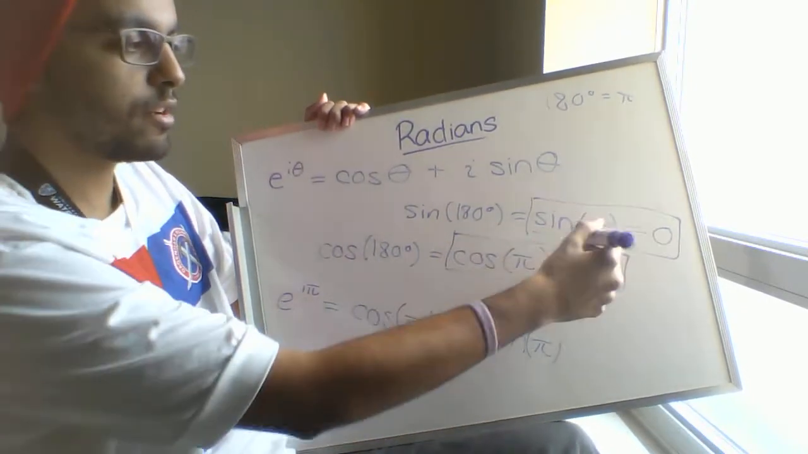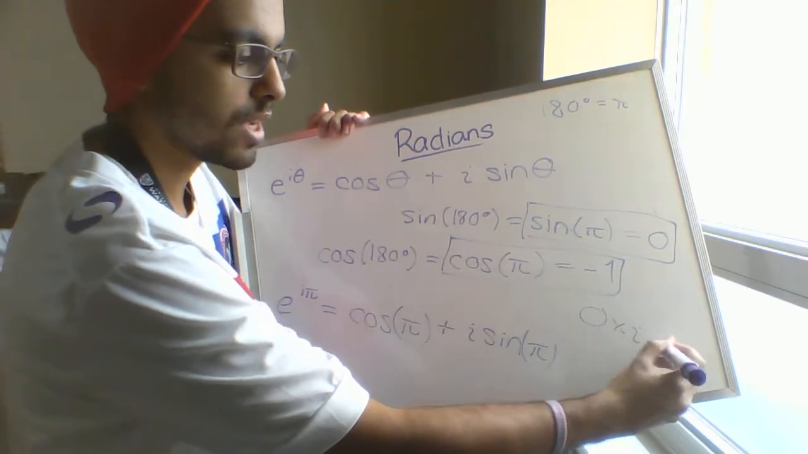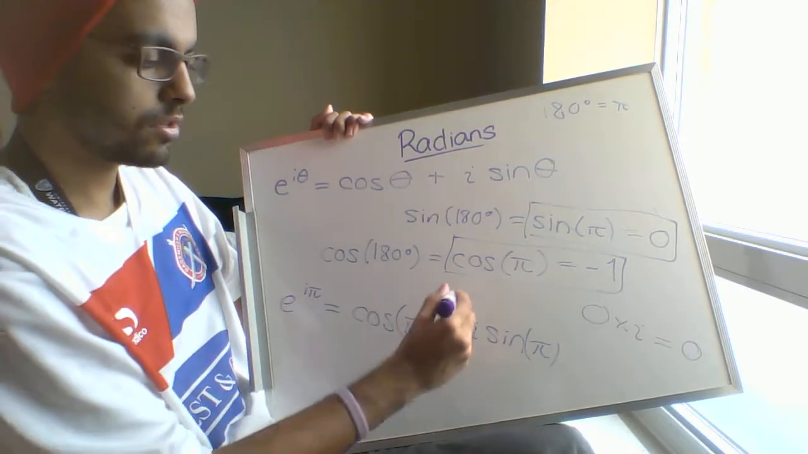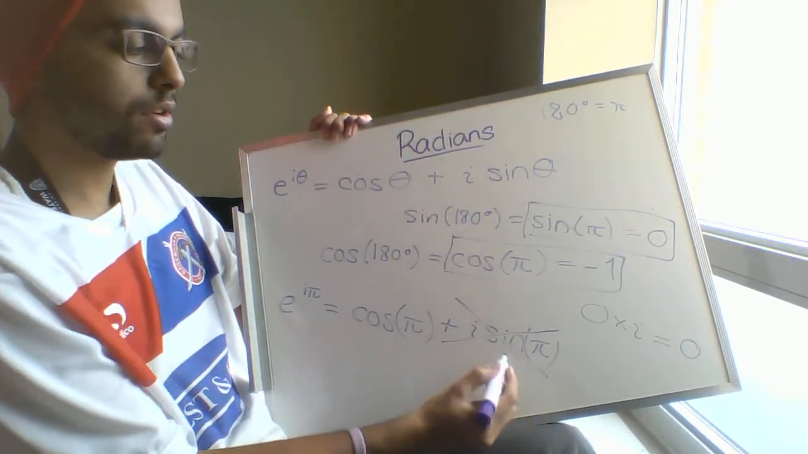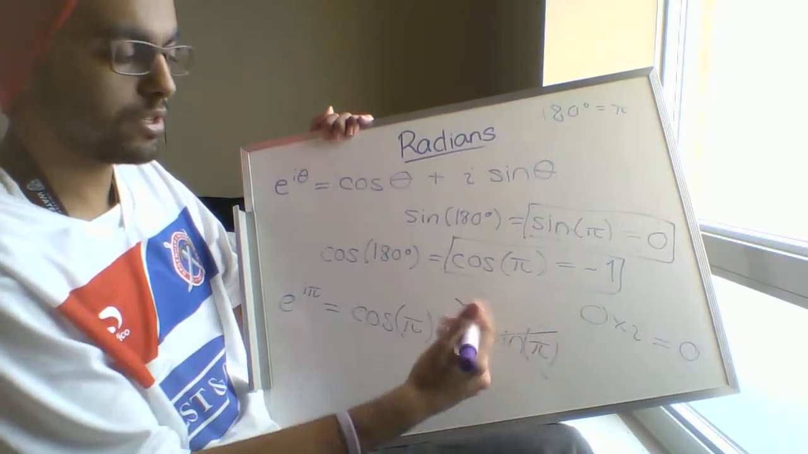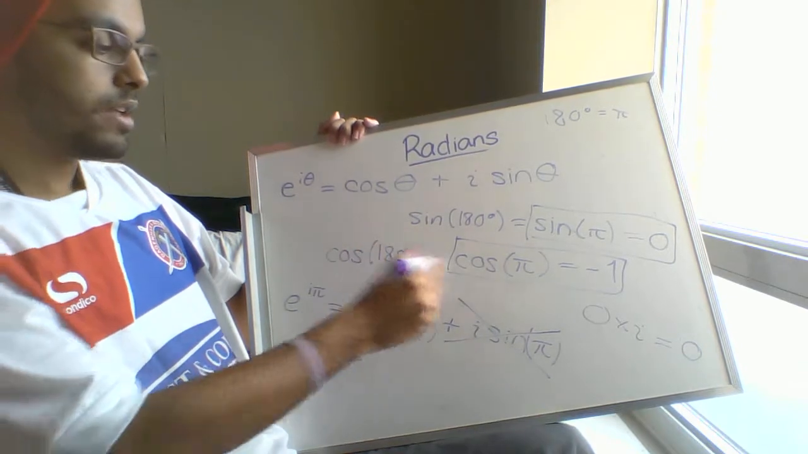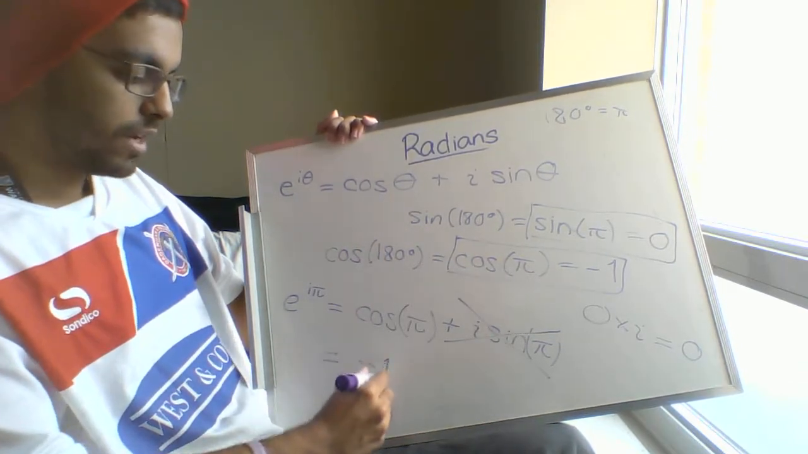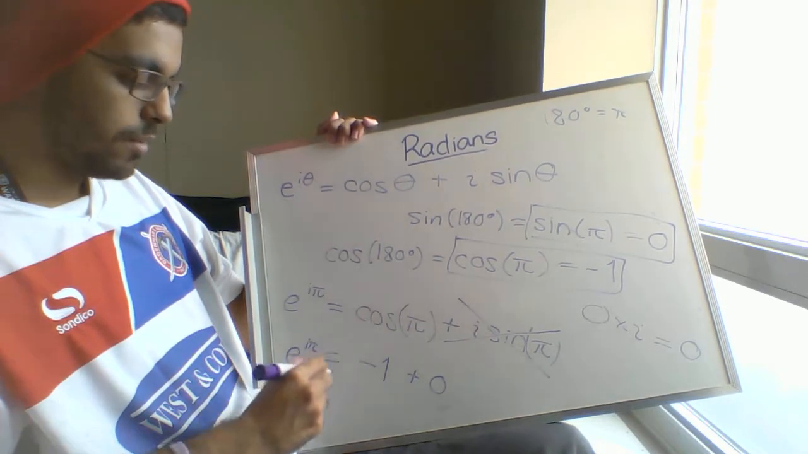But we know that sine of pi is 0. 0 times anything is 0, so 0 times i is still going to be 0. So this whole term just disappears. We're just going to have cosine of pi plus 0, so we don't even need to worry about it. We can get rid of it. Now cosine of pi is -1. So we have -1 plus 0 as our e to the i pi.